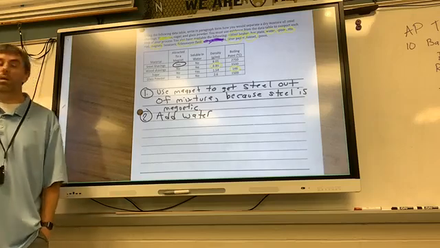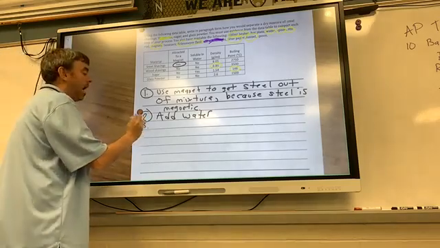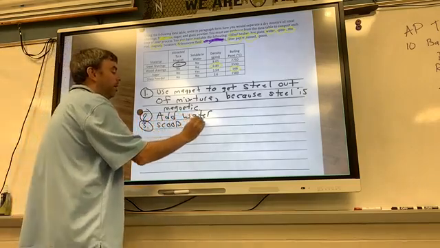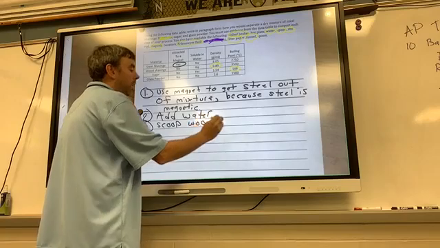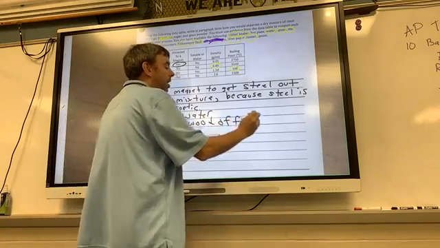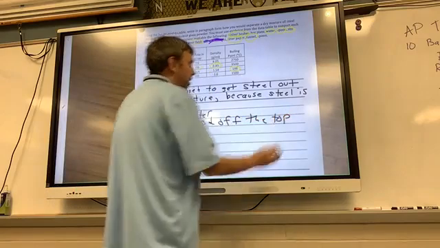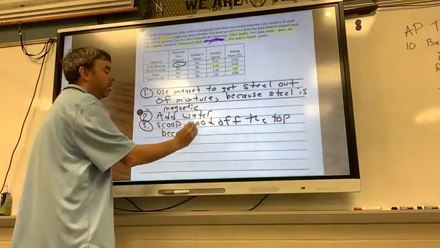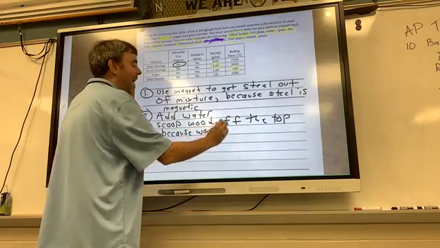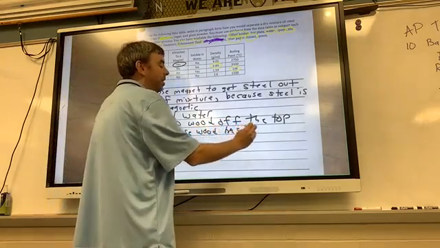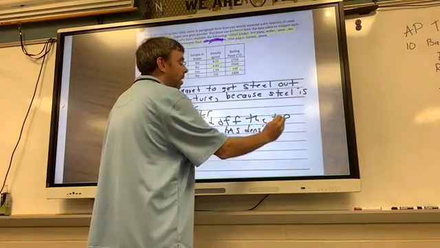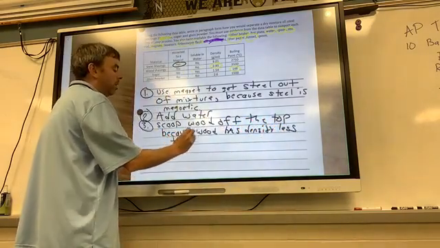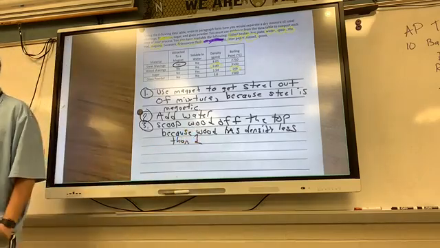Yes. Your wood would float to the top. Yes. I would say scoop wood off the top because wood has a density of less than 1. Does that make sense?